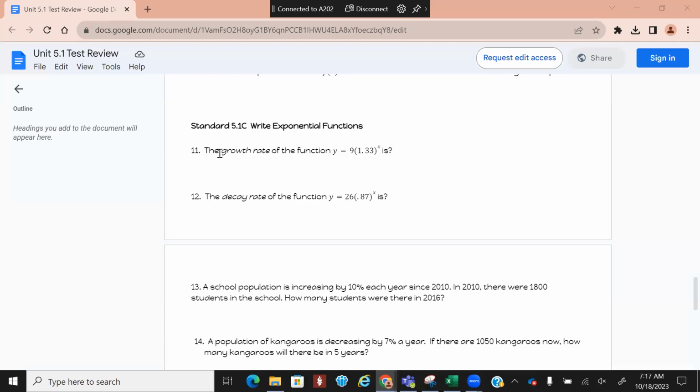Question, it says the growth rate of the function. Okay, so how much is this growing by? Now, remember, yesterday we talked about how growth factor is 1 plus your rate. Okay, so this is my growth factor. So my growth rate would be 1.33 minus 1. So what is that going to be? 0.33, which is also known as 33%.